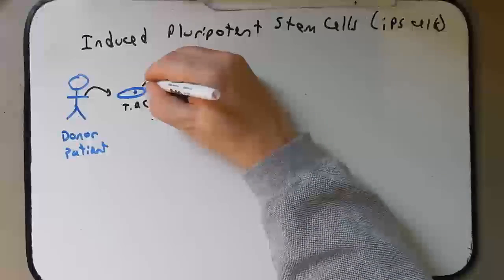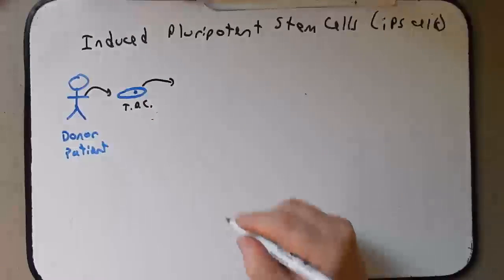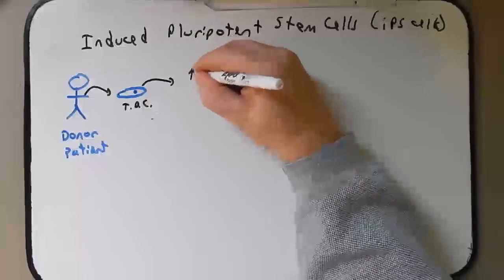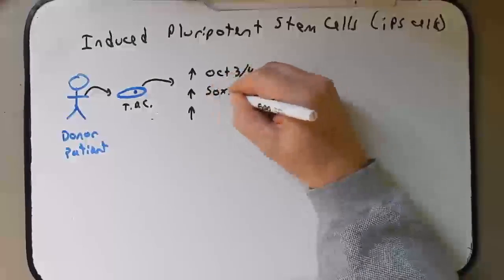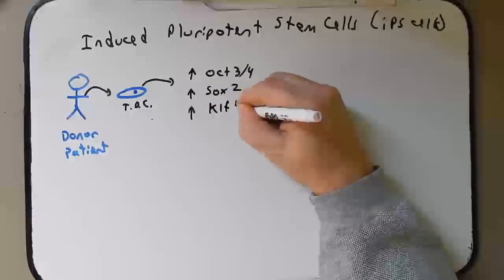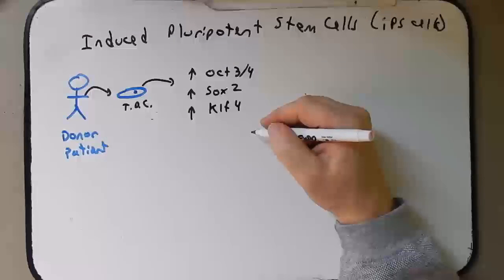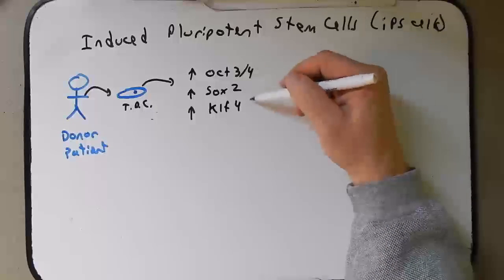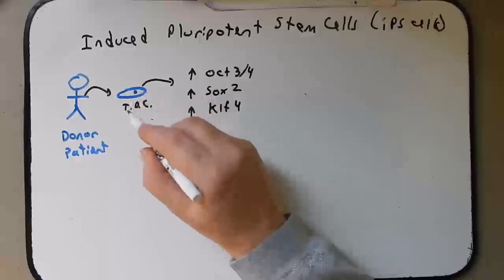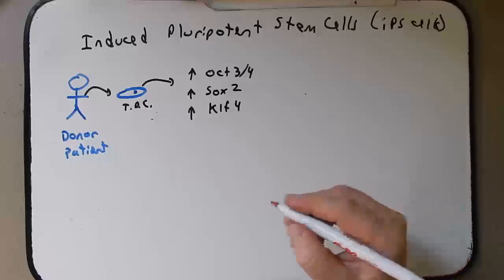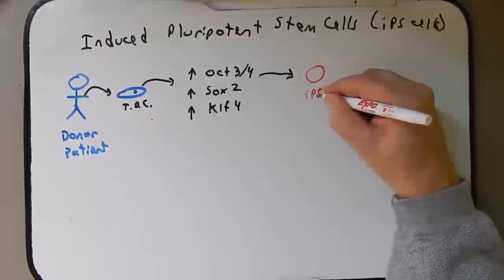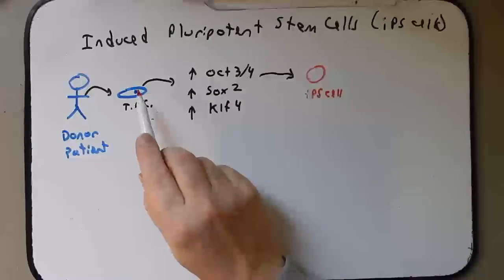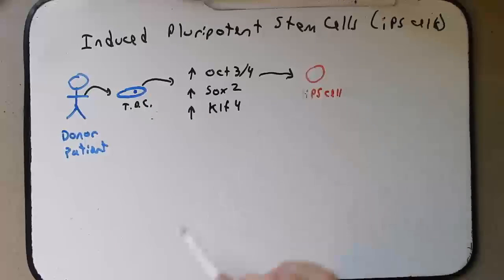The next thing they can do is take this terminally differentiated cell and overexpress 3 genes. They are OCT3/4, SOX2, and KLF4. These genes are transcription factors, and when we overexpress these 3 genes, it causes this terminally differentiated cell to convert back to a stem cell. So this is what we call an induced pluripotent stem cell. We have forced a terminally differentiated cell to become, in essence, a pluripotent stem cell.